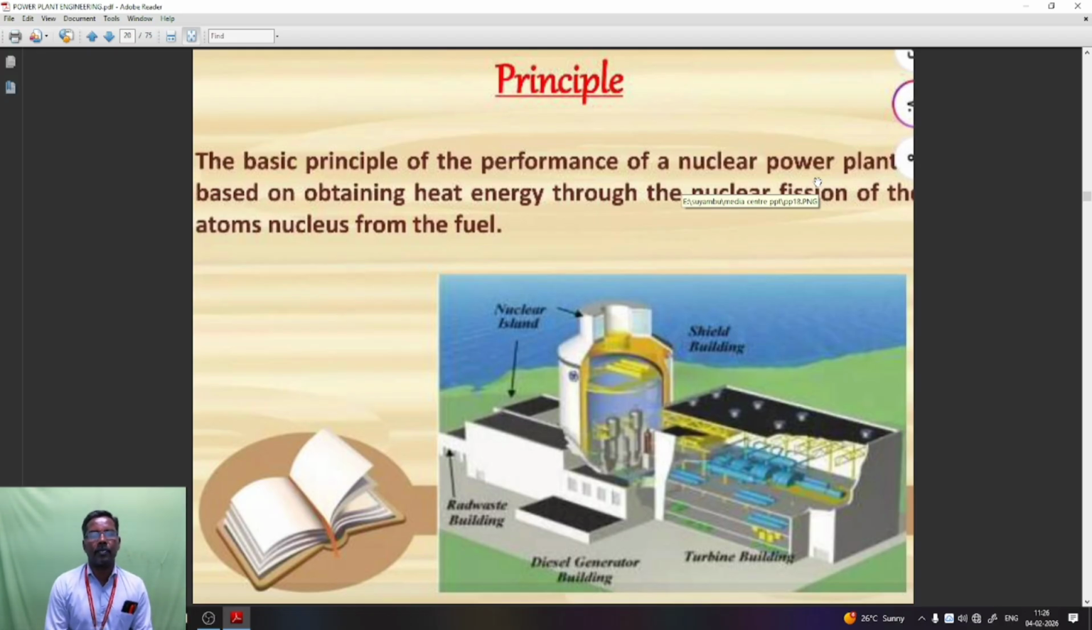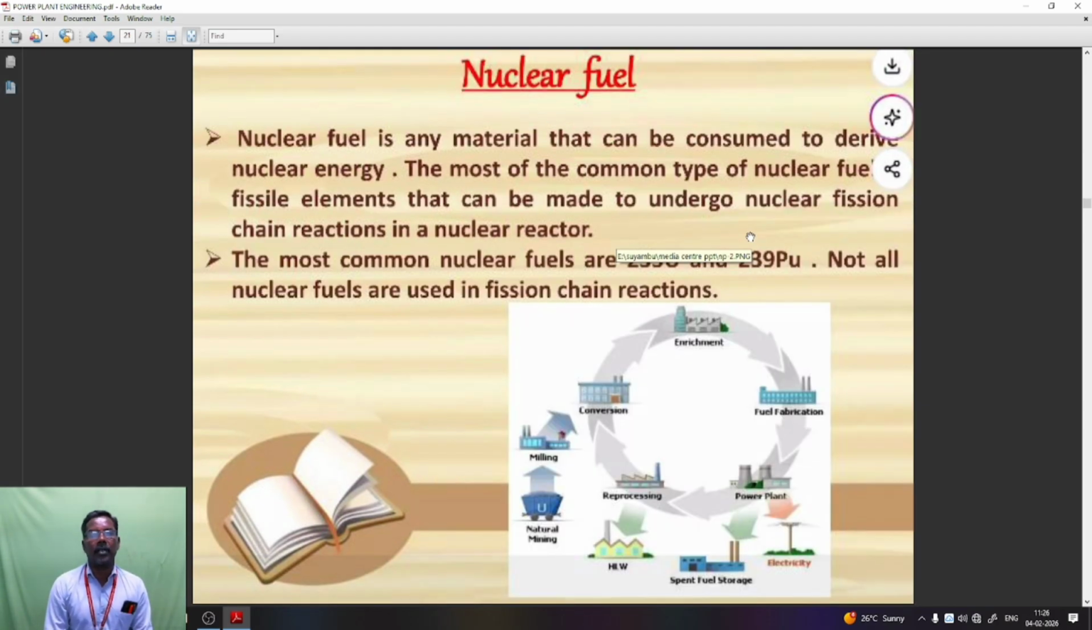Principle. The basic principle of the performance of a nuclear power plant is based on obtaining heat energy through the nuclear fission of the atom's nucleus from the fuel. Nuclear fuel. Nuclear fuel is any material that can be consumed to derive nuclear energy. The most common types of nuclear fuel are uranium 235 and plutonium 239.